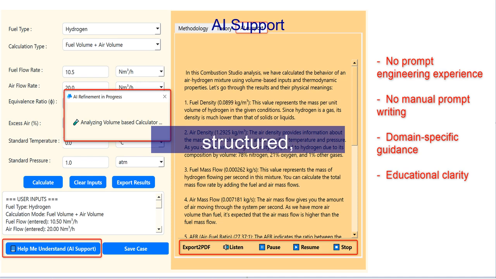Every tab in Combustion Studio produces prompts with the same sections: purpose, inputs, results, calculations, and user goal. This consistency makes AI responses predictable and reliable. Domain-specific guidance: the AI model responds as a combustion educator. Educational clarity: the AI explains physical meaning, trends, and next steps, exactly what students and researchers need.